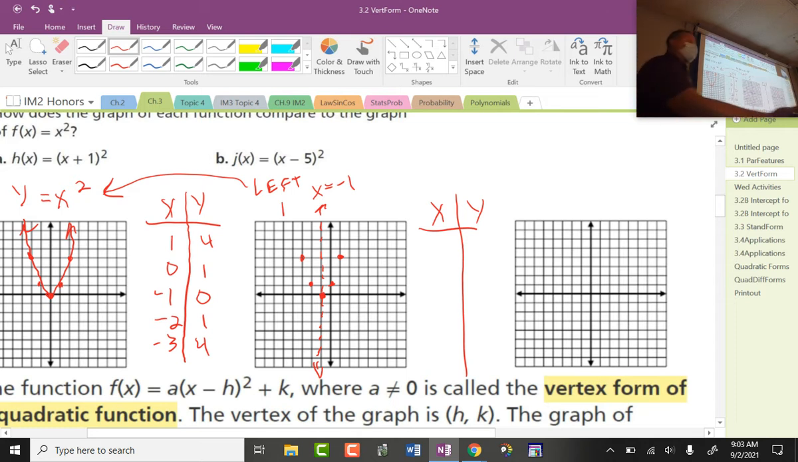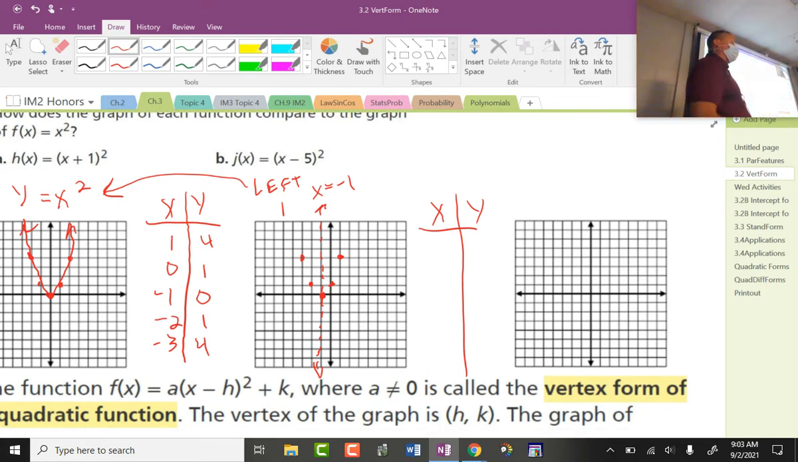But what am I going to plug in for x now? I'm going to ask this in 3 seconds. What am I going to plug in for x for the vertex? 3, 2, 1, go. 5. Did you hear all your friends?